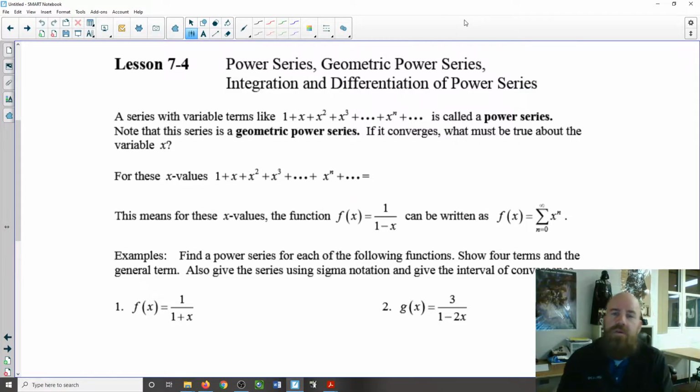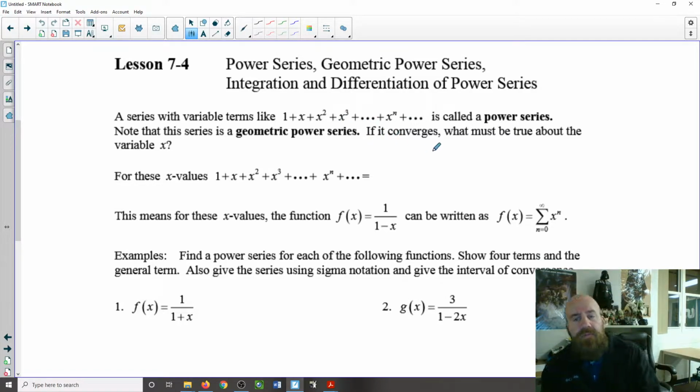All right, welcome. We are now getting an introduction to power series. A power series looks like something like this. So we have 1 plus x squared plus x cubed, and we're just increasing the power. This is called the power series. In this specific power series, this is an example of a geometric power series, because we are increasing by the same r value. We are multiplying each term by x to get the next term.